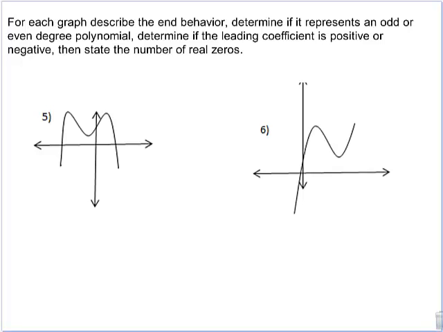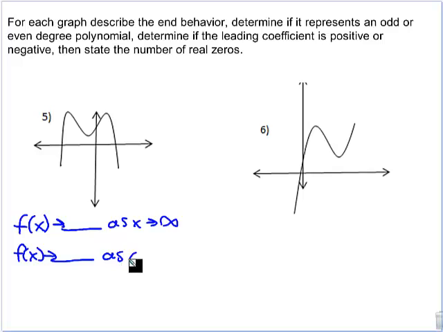All right, so we're going to start off with naming the end behavior here. So f of x approaches what as x goes to infinity? And f of x approaches what as x goes to negative infinity? As x goes to infinity, so on the right-hand side of this graph, which way are we heading? Negative infinity, because we're heading down. As x goes to negative infinity, so on the left-hand side of this graph, where is our f of x going? Negative infinity, it's going down.